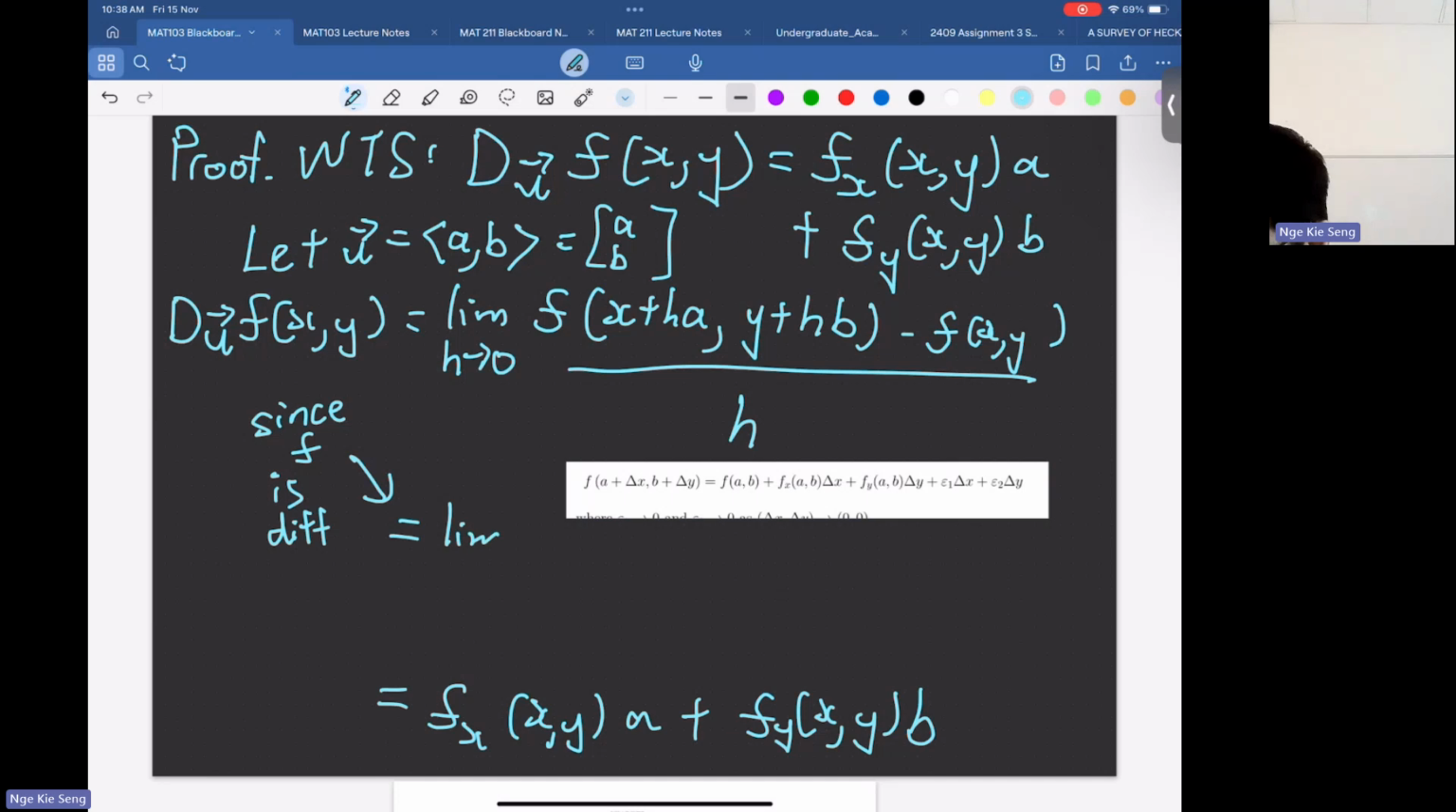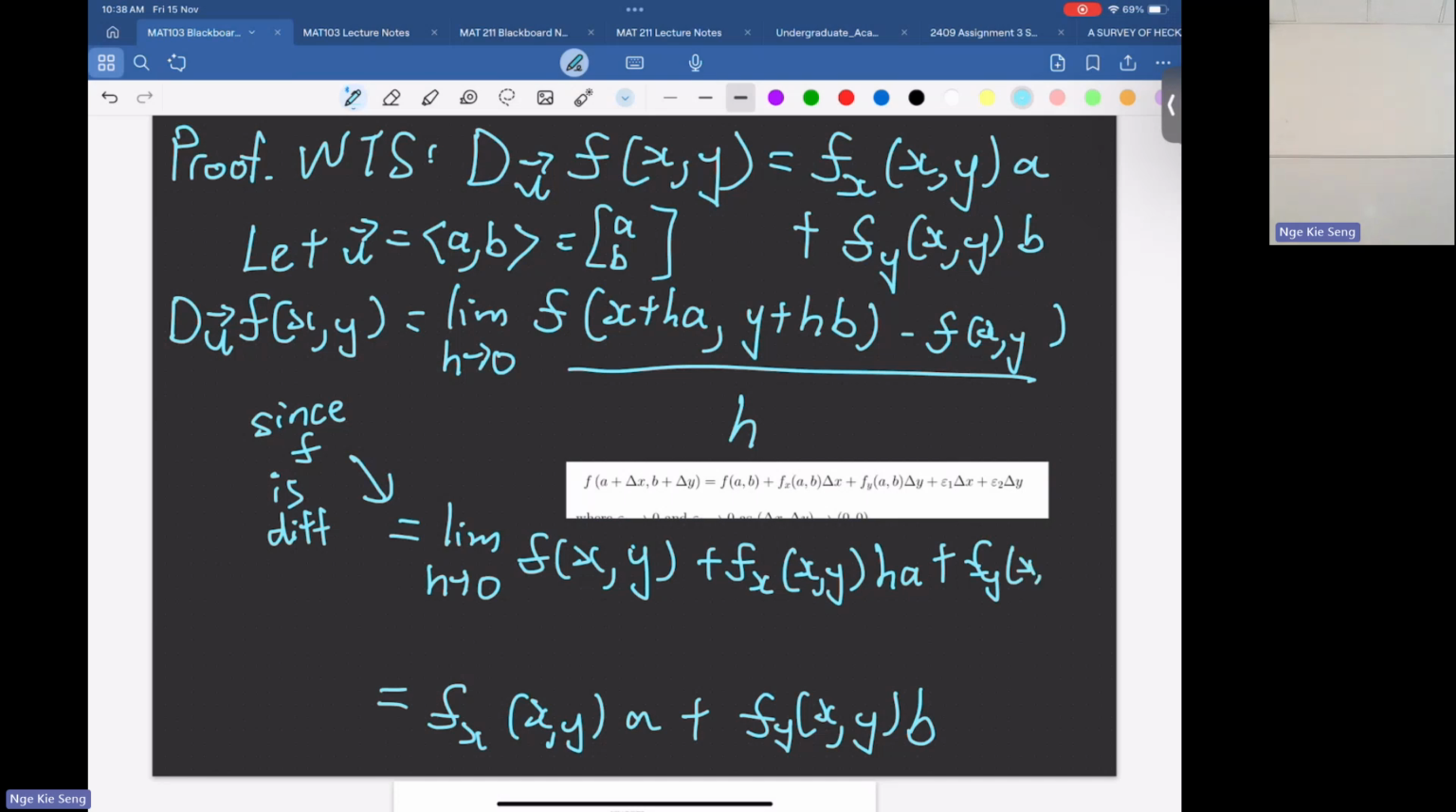OK, so 这边我就写 since f is differentiable, I can replace the first term here with this sum. So in our case it is f(x,y) plus fx(x,y) delta x. So in this case here, what's the delta x? It's h a. And then fy(x,y) of hb. And then plus epsilon 1 of ha plus epsilon 2 of hb. Everything over h. Okay, good.